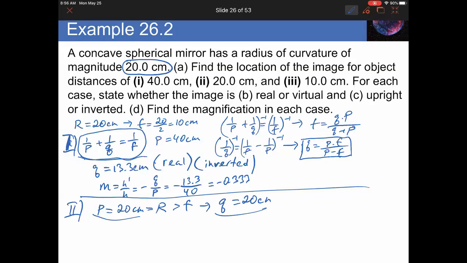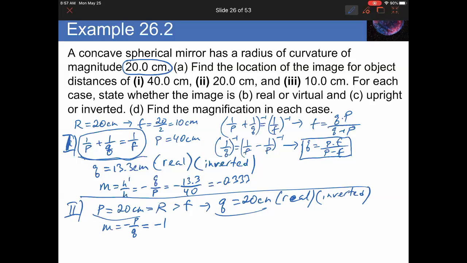If it's positive, that means it's real, and it's inverted. Okay. What will I get for magnification? Well, remember, it's negative q over p, negative 20 over 20, I get negative 1. Okay, so I get negative 1. That means it's the same size, it's just inverted, right?